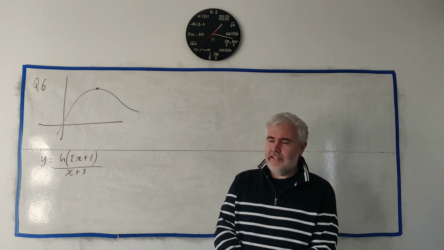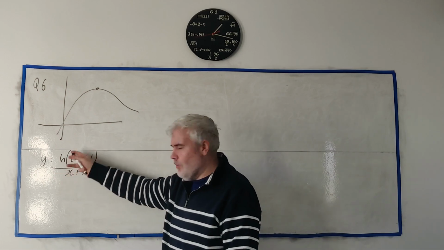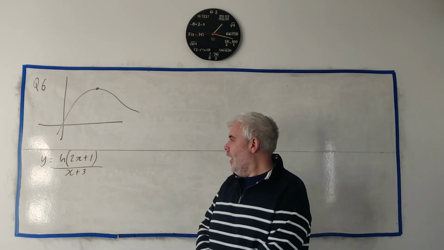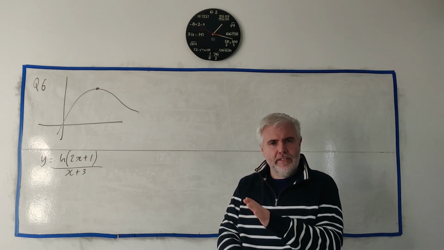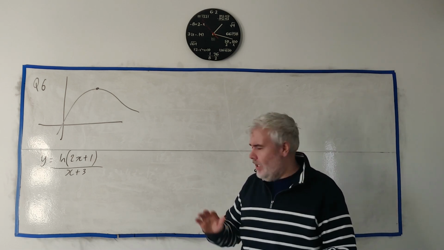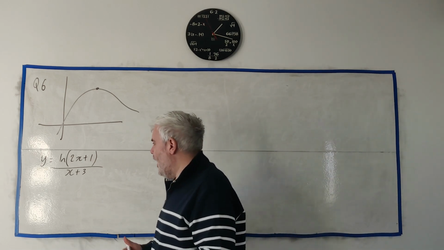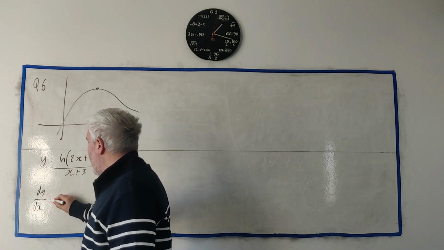In question 6, they give us this image of a curve with the equation y equals natural log of 2x plus 1, divided by x plus 3. For part A, they simply ask us to find an expression for the derivative. Looks scary, but it's actually really not too bad. We just need to remember to use the quotient rule.